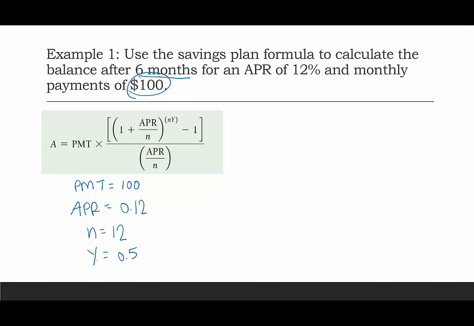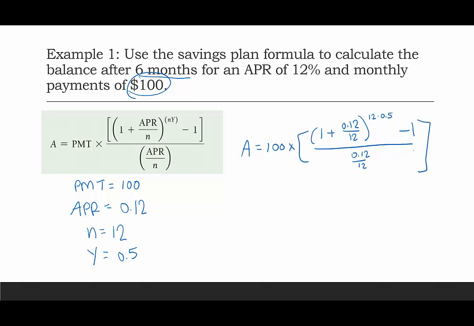Okay, we have all the variables accounted for, so let's verify this formula. And again, have your calculators handy. We have A equals 100 times, and again, this is the last thing we do even though it's shown first. We have 1 plus that APR, which is 0.12. We want to use the decimal, not the percentage, divided by n, which is 12, raised to the n times y, minus 1, all divided by the APR, 0.12, divided by 12.